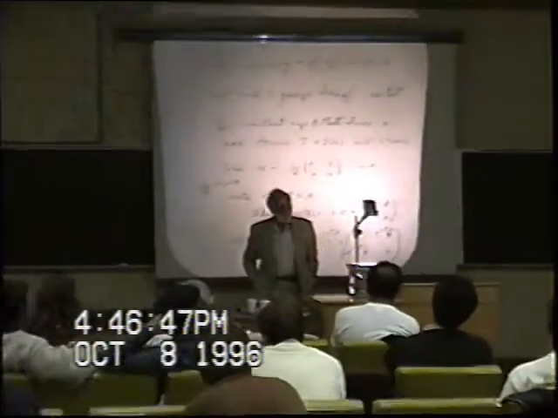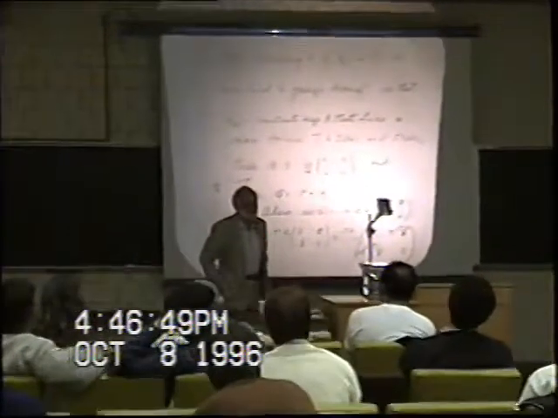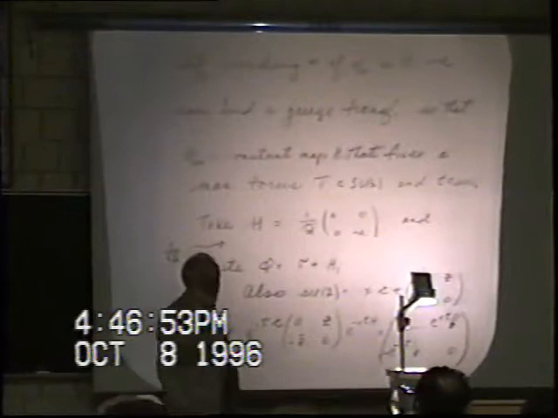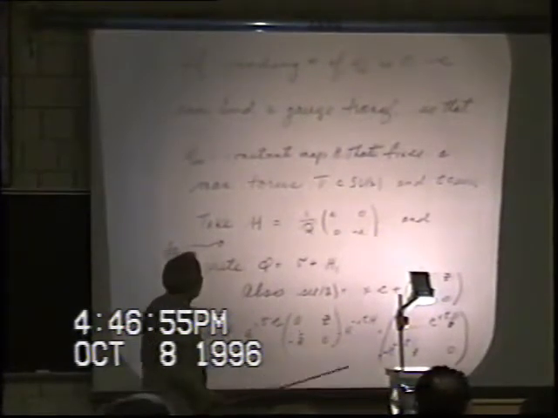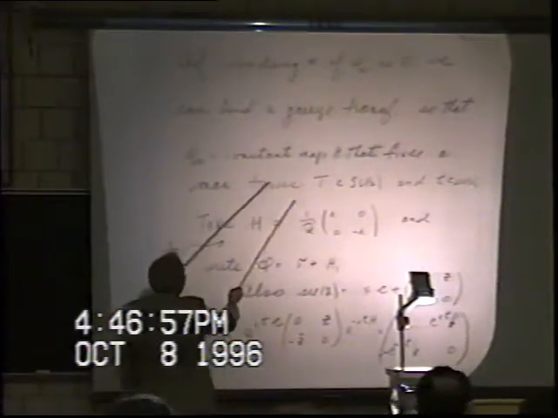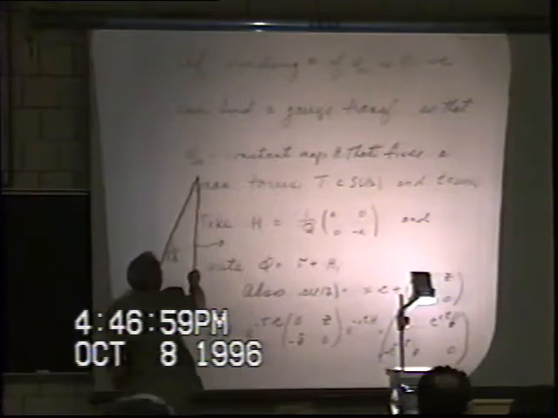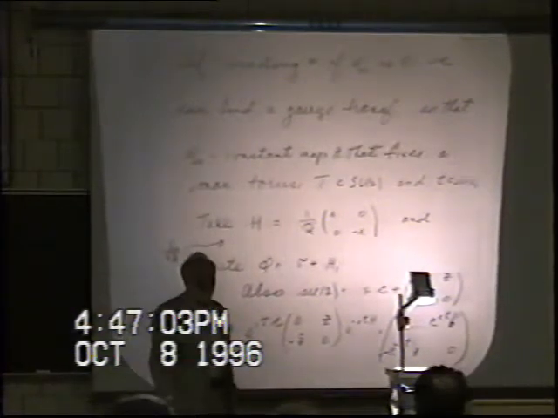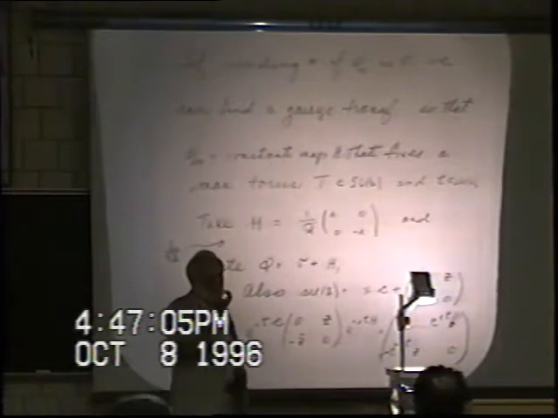If the winding number of phi infinity is 0, so it's homotopically trivial, then I'm making an assertion that I don't have time to check, that you can find a gauge transformation so that phi infinity is equivalent to a constant map H. In other words, it's homotopically trivial.